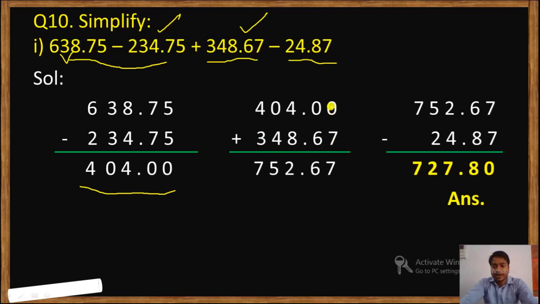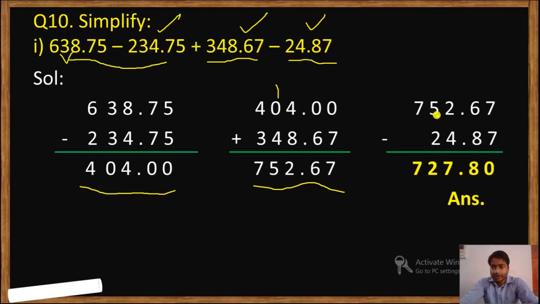348.67. When we add, we'll get 0 plus 7, 7; 0 plus 6, 6; 4 plus 8, 12, carry 1 for this column. Now 4 and 1, 5. Okay, now 4 plus 3, 7. So this is the result of this addition. Understood? So this is the result here. Now we have to subtract this number from this result.